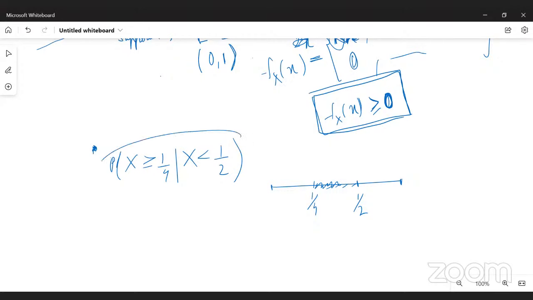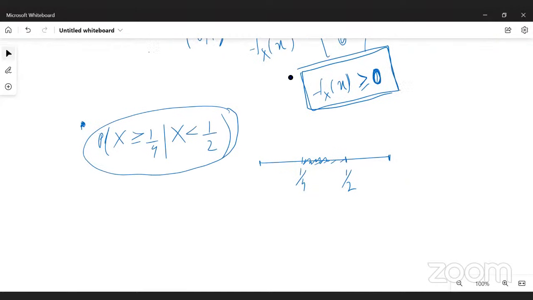In the numerator we take 1 by 4 to 1 by 2. Because in the denominator, I think, it will be x less than 1 by 2. So 0 to 1 by 2. It should be 0 to 1 by 2, right? Because x is less than 1 by 2. Okay.